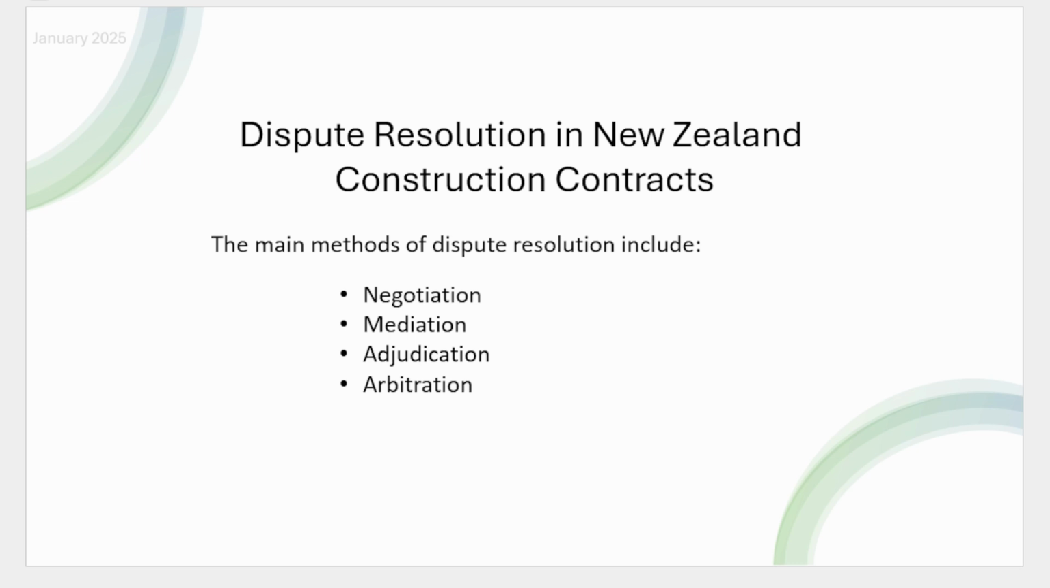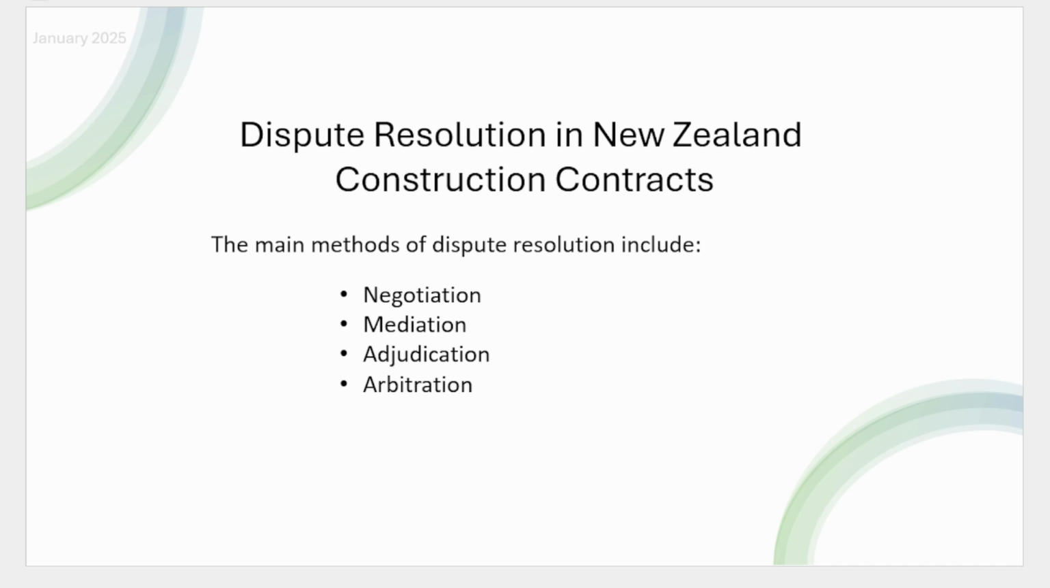Mediation. If negotiation fails, mediation is often the next step. A neutral third party, the mediator, facilitates discussions between the parties to help them reach a mutually agreeable solution. Mediation is generally less formal and less expensive than litigation, making it a popular choice for resolving construction disputes.